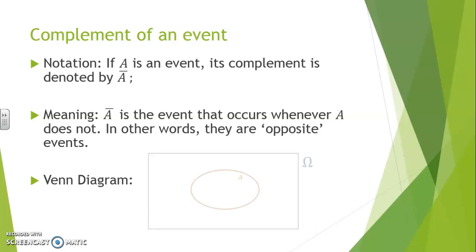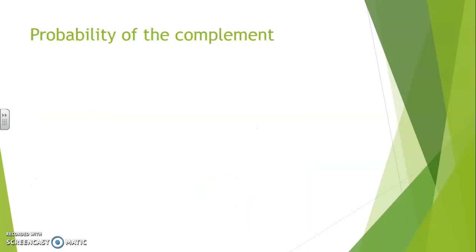In a Venn diagram, we can draw event A and represent it by a set that is contained in the sample space. A bar, its complement, would be all of the events that take place outside of A. The probability of a complement is obtained in the following way. We can find the cardinality of A bar and divide by the cardinality of the sample space.